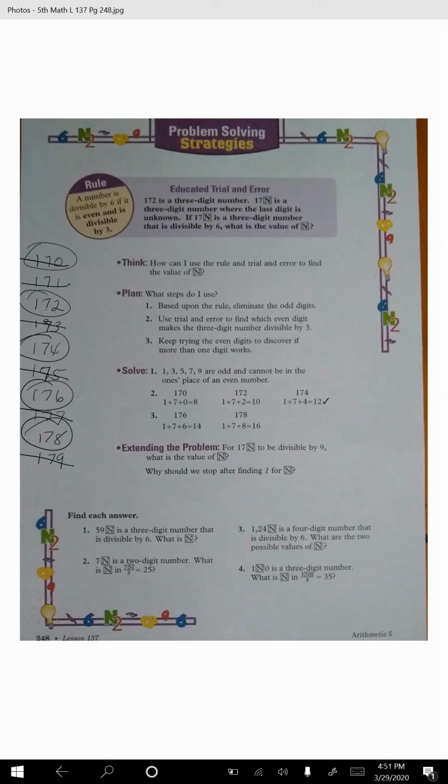1 plus 7 is 8, plus 2 is 10. 10 doesn't go into 3. 1 plus 7 is 8, plus 4 is 12. This one works. What about 176?